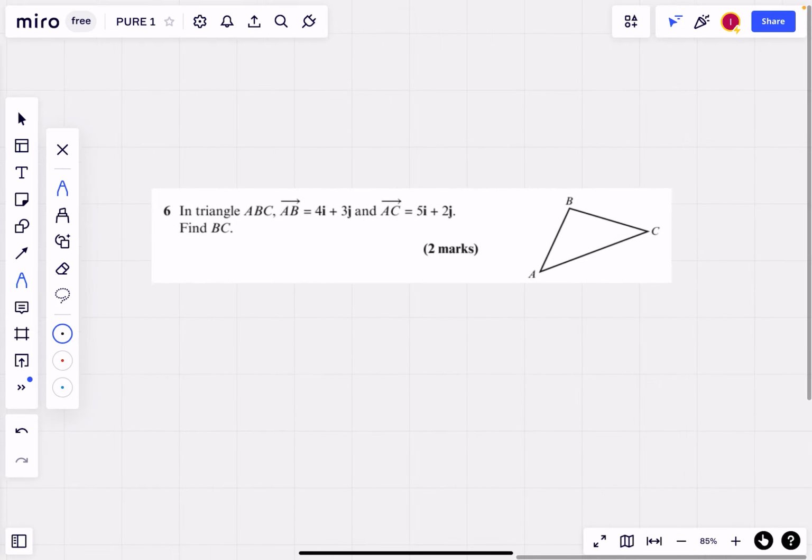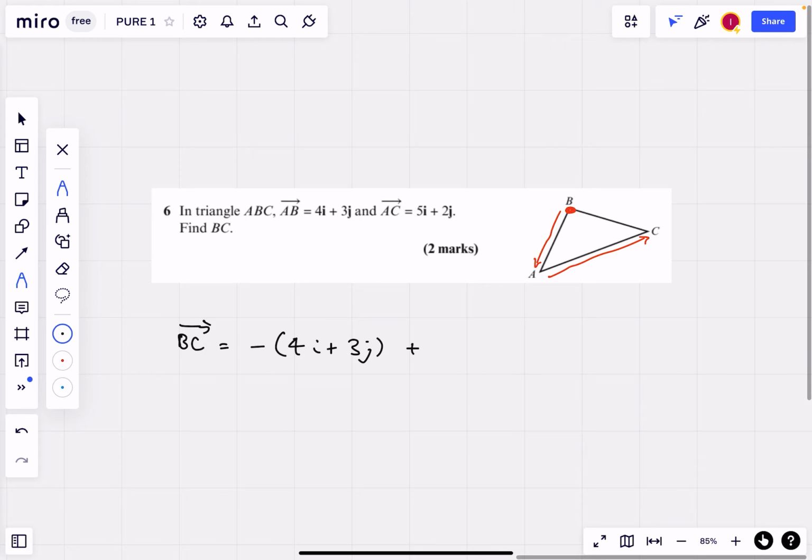Okay, have a look at that question for me, please. Okay, you've been given AB, you've been given AC. In order to work out BC, your alternate route is to go from B to A and then from A to C. So the opposite of 4i plus 3j, minus 4i minus 3j. Because remember, you're going in the opposite direction. You do the negative of your vector.